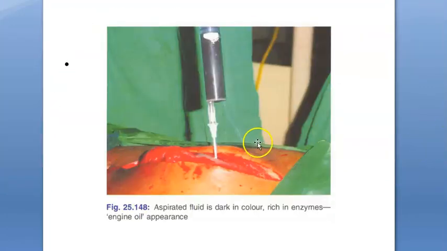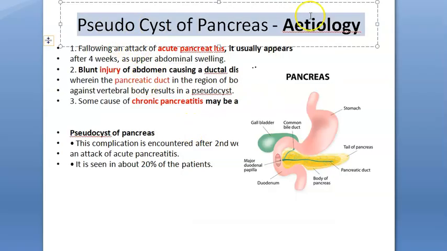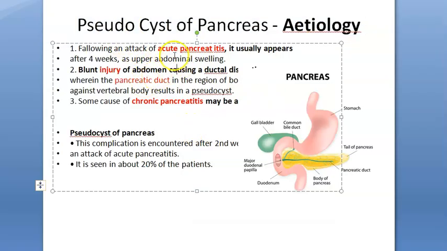Then whenever you aspirate this fluid, it will be engine oil colored because it is amylase rich. Okay, it is engine oil appearance, that you can remember. Pseudocyst of pancreas, why does it happen? Because of acute pancreatitis or even chronic pancreatitis, because there is an injury to the pancreatic duct, etc.